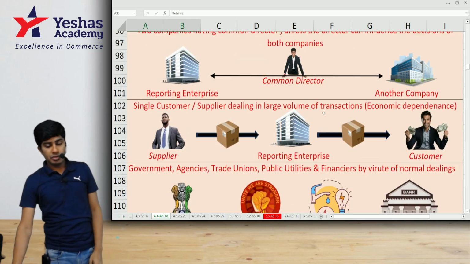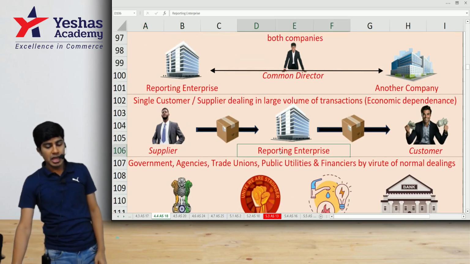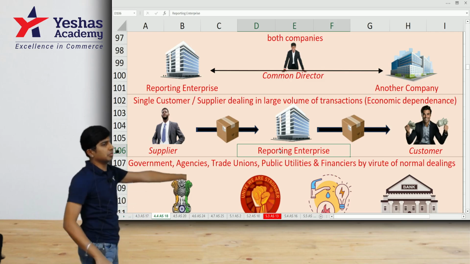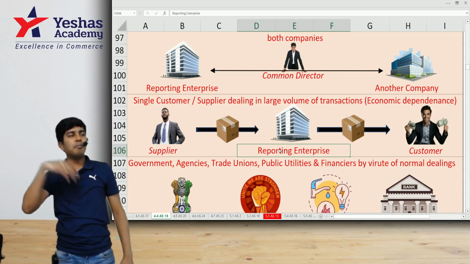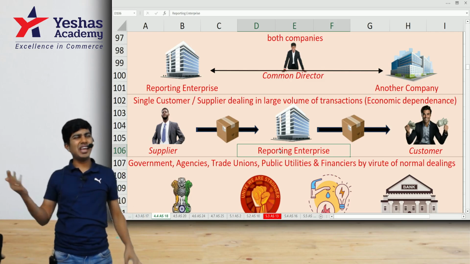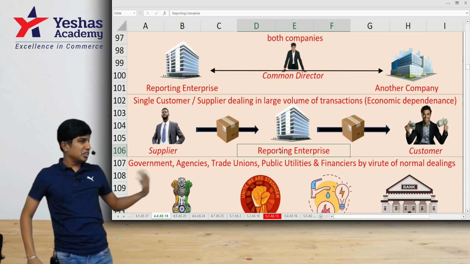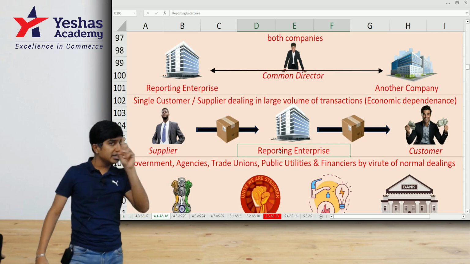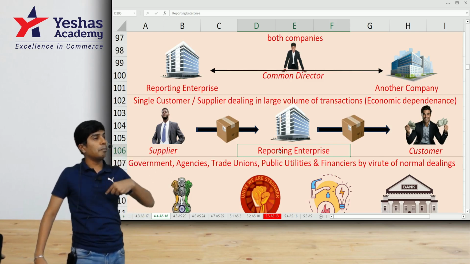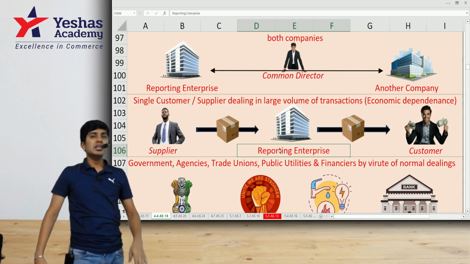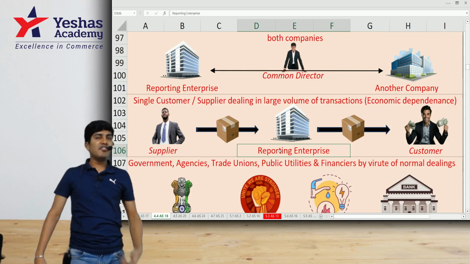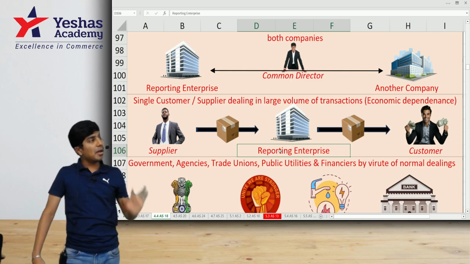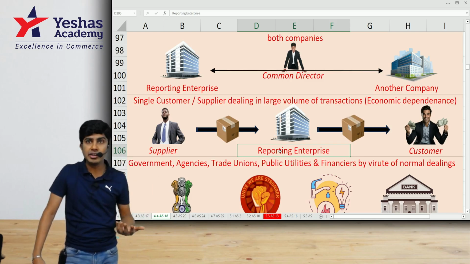No. Next one, my company, the reporting enterprise, has one supplier who supplies the majority of the goods, and I have one customer who buys the majority of my goods. The transactions that we have with my supplier are pure business, and with my customer also the transactions are pure business. Even if 100% of my goods are bought by one single customer, both are still supplier and customer. We both are not related. Same applies to my supplier and me. 100% of my purchases I am making from one person, still is not considered my related party. I am dependent, but are we related?